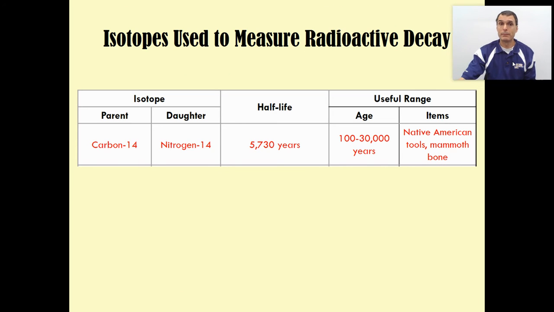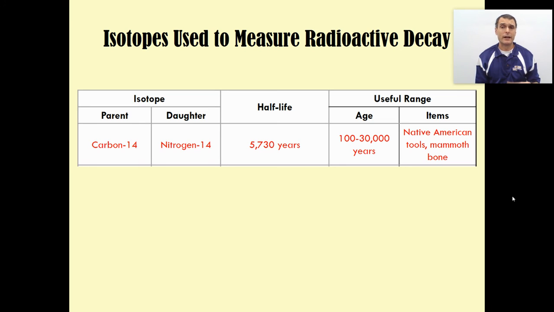So what are some isotopes that we use for radioactive decay? The most common one that you'll hear about is carbon-14. We already talked about this. Carbon-14 has a half-life of almost 6,000 years. And so eventually it will run out. It has a limit in the 30,000 year range roughly. And so what are some items that we can use carbon-14 to tell the age of? Native American tools would be a good one, mammoth bones, Roman pottery, those sort of things. Please make sure you're filling out your table on the bottom of your note sheet with this information.